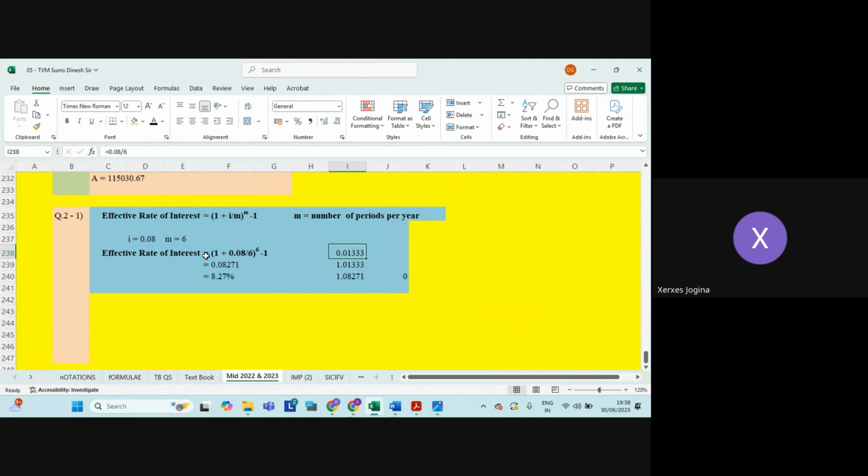So then the answer I'm getting is 0.01333, something. I told you here as well. And then you have to add 1, I told that also. And then add one. After adding 1, this will come. After that you have to raise to 6. So you will get this value.